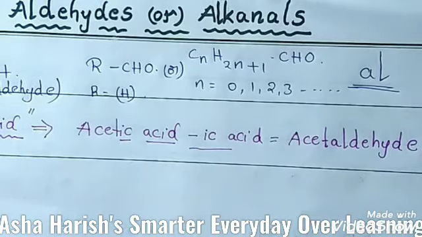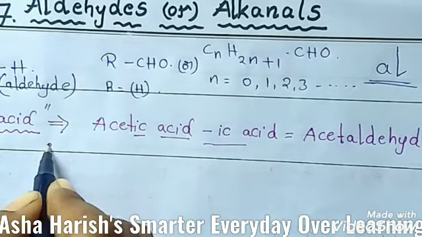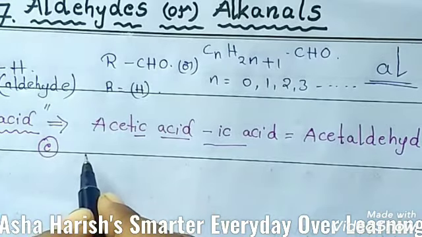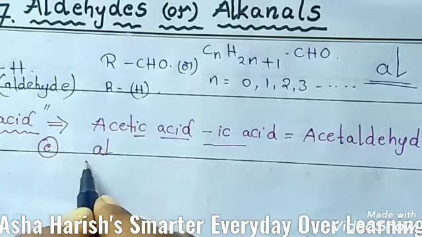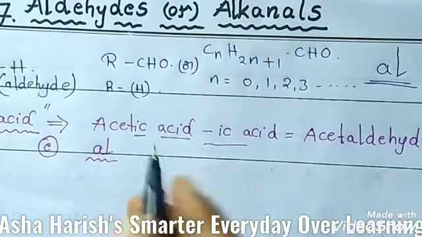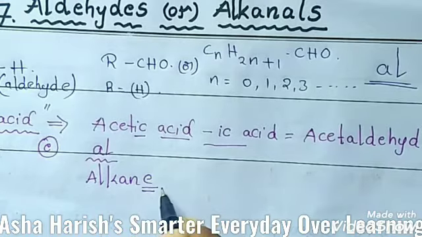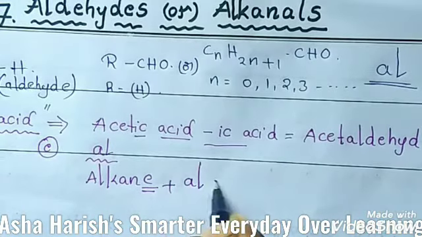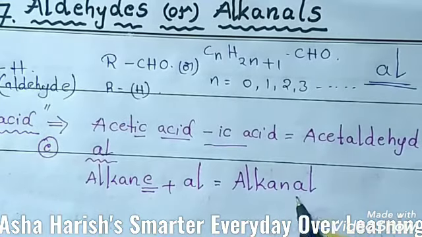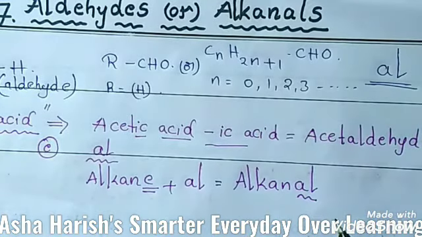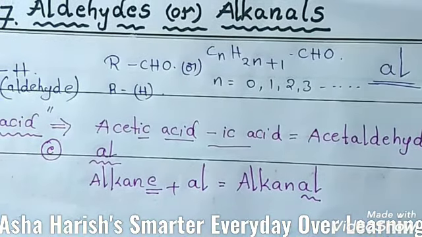And what are the IUPAC names? Let's see now. IUPAC names: replace the terminal e from the name of the corresponding alkane by the suffix al. Very simple. From this alkane, you should replace e and simply add al, and that is called alkanal. Let's see some examples, then only you will get some idea about these aldehydes.